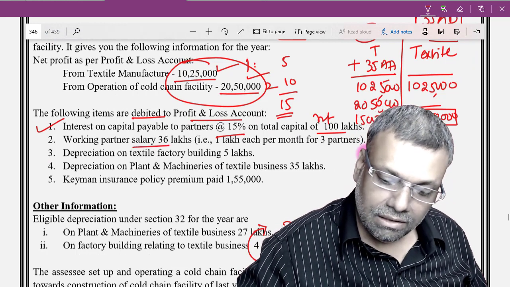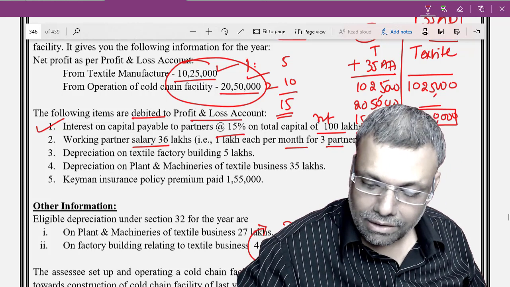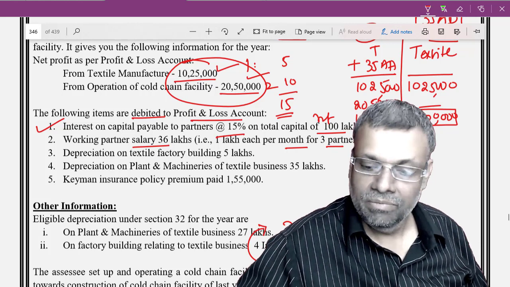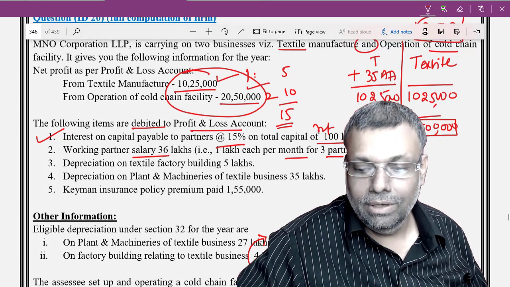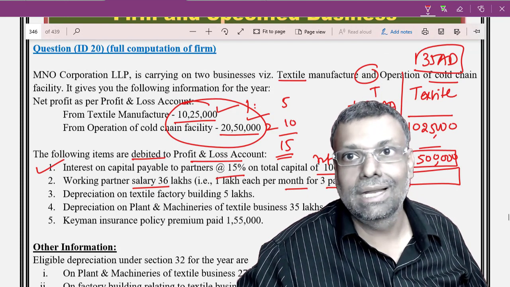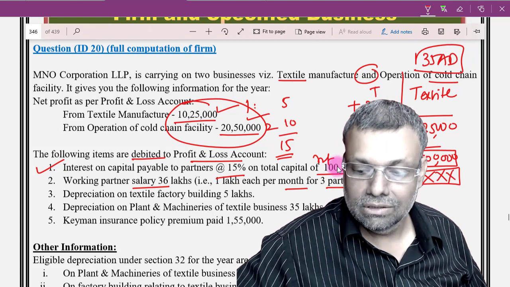Working partner salary is 36 lakhs, 1 lakh each per month for 3 partners. So add total 36 lakhs first of all. Now this salary, I cannot do anything for textile. How much for textile? Because salary is for the work, it is not directly linked to that. So here, because I am handicapped, I will not do any allocation for textile.